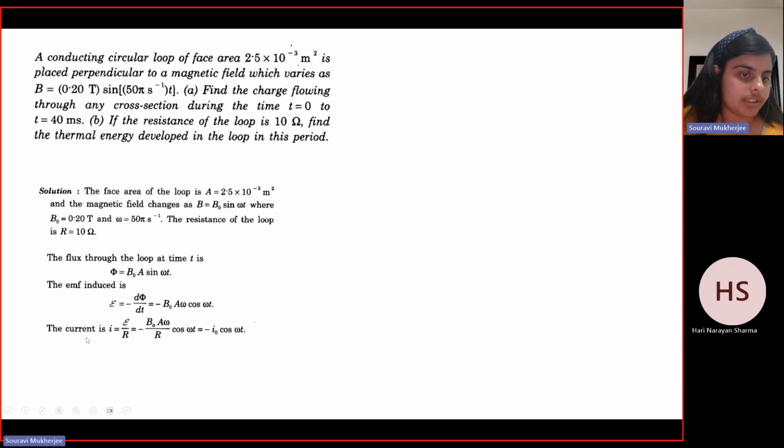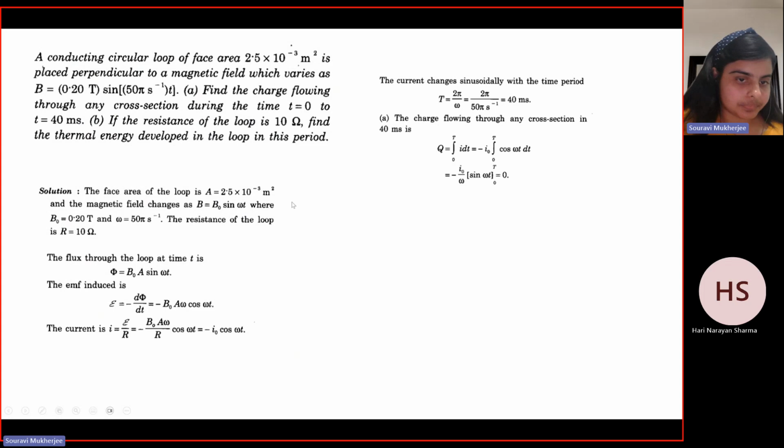Now if you want to find the current, this is the EMF. So current is nothing but V by R or E by R, and this is the expression of your current. You have to find the charge flowing. So if you try to find the time period of your current, you would see 2 pi by omega. Now what is omega? Omega is 50 pi. If you put that, you get 40 milliseconds.